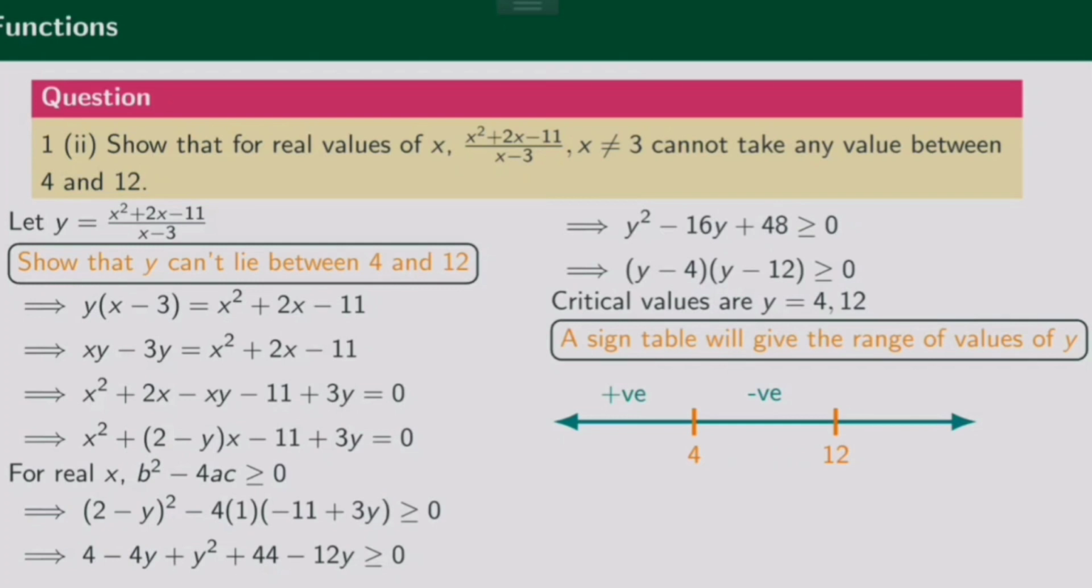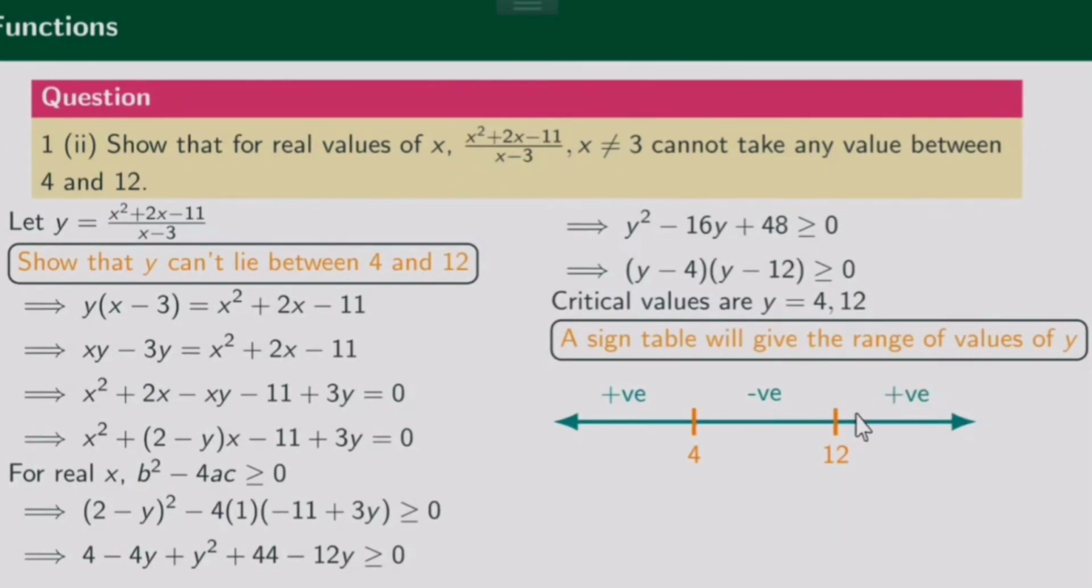About the interval greater than 12, let me think of a number. 10,000, of course. 10,000 is large, but it is a valid number. Let me take 15. 15 minus 4 is positive. 15 minus 12 is positive. A positive number multiplied by a positive number gives me positive.